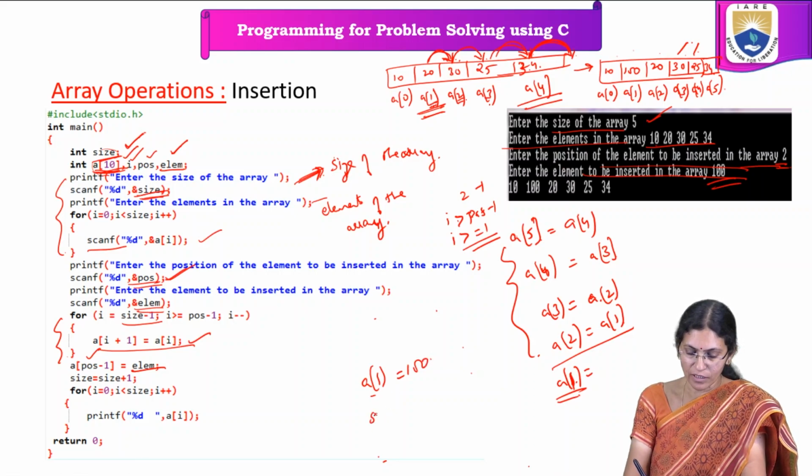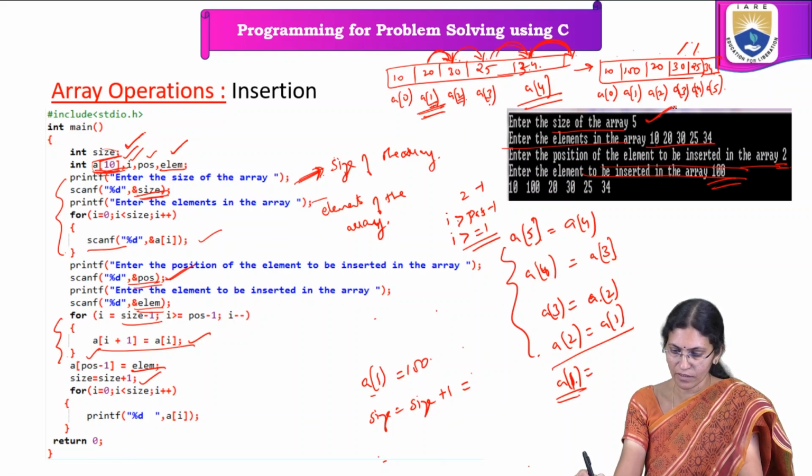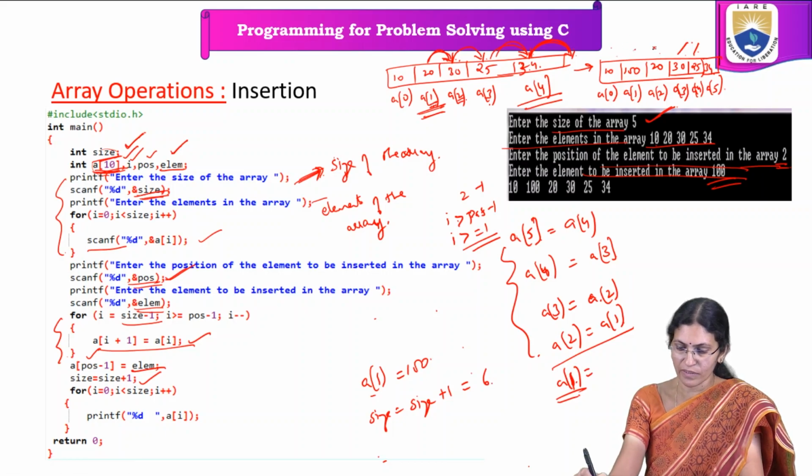So size is incremented by 1. Size is equal to size plus 1, we have written. So the size variable is incremented. Initially we have taken 5 as the array size. Now it will be 6. So 6 means 6 elements can be stored because all the elements have been shifted here. So the size of the array will be incremented by 1.